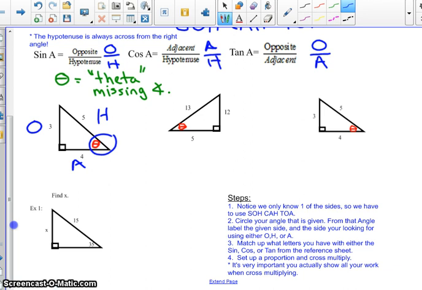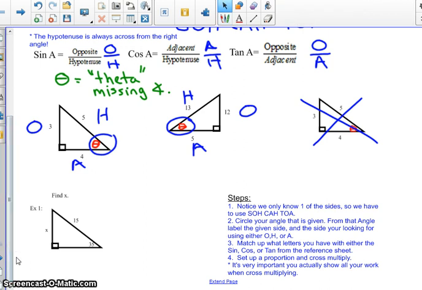Now with this one, same deal. If I circle the angle and then you label according to that, what do you think the 5 is going to be? Adjacent, exactly. What about the 13? Hypotenuse, good. And the 12 is the opposite, perfect. I don't know why I put the same triangle on here twice. You don't need to see that one.